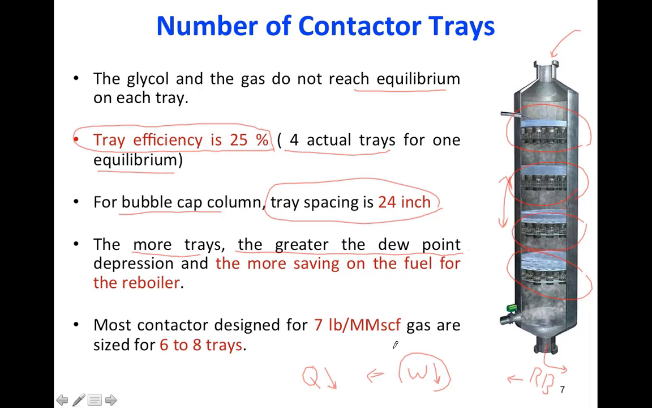Okay, as I said, most of the contactors, the absorption columns, are designed so that the natural gas that goes out of this column has a maximum of 7 pounds of water per million standard cubic feet of natural gas. Usually between 6 to 8 trays is enough to do this separation for us.